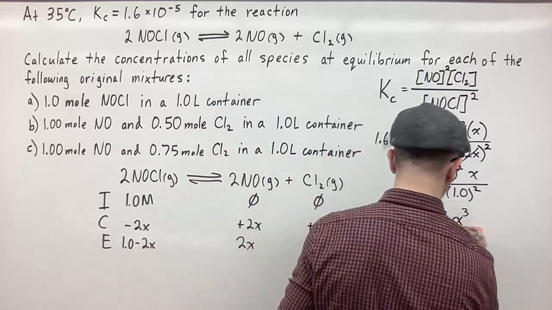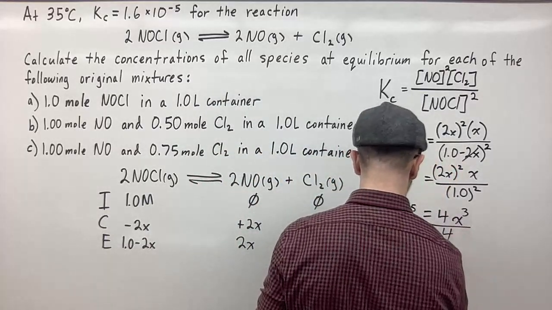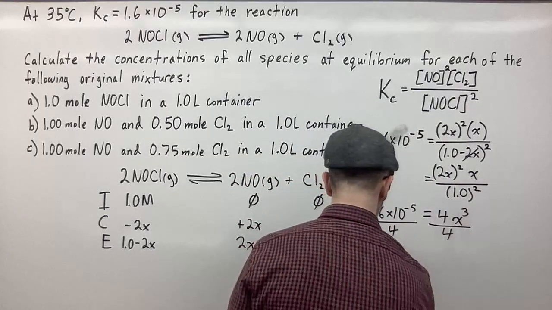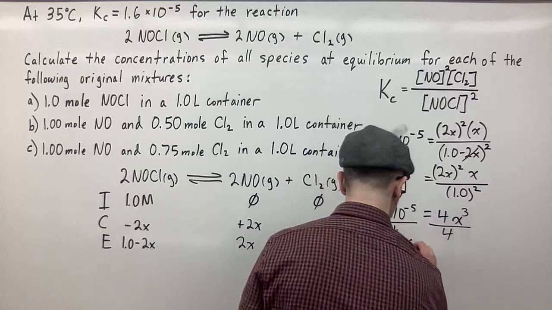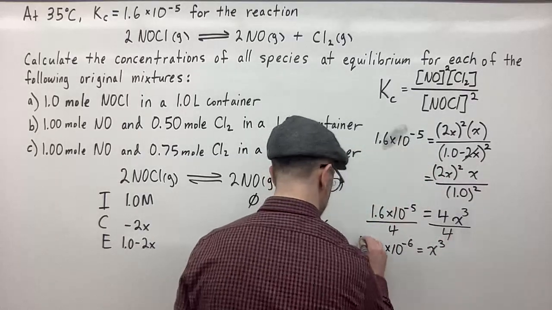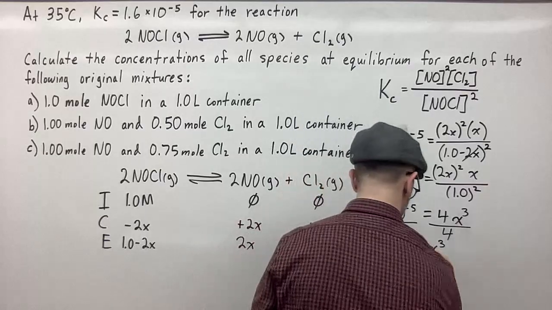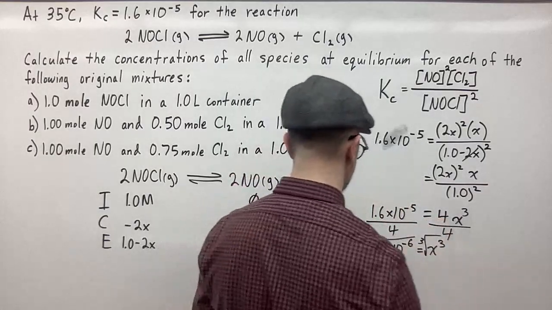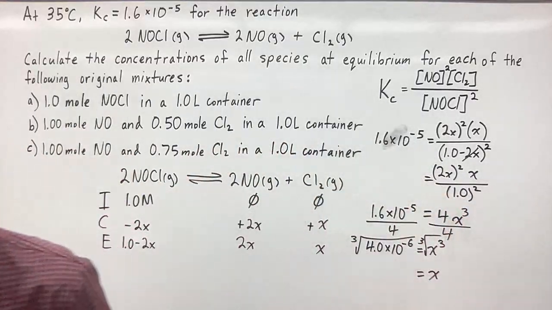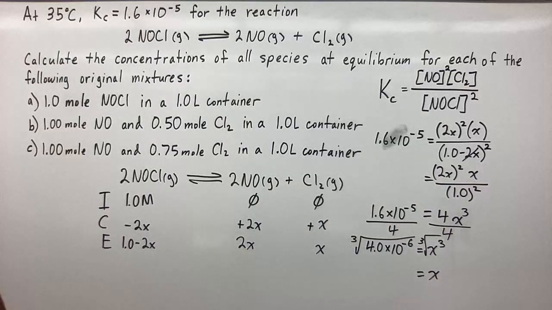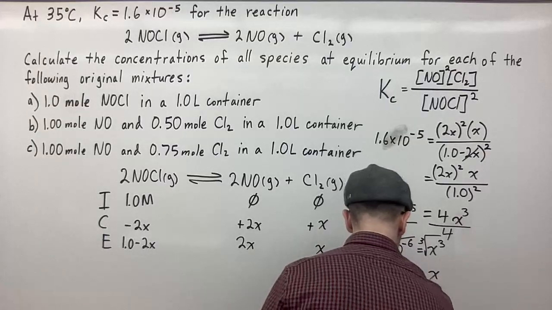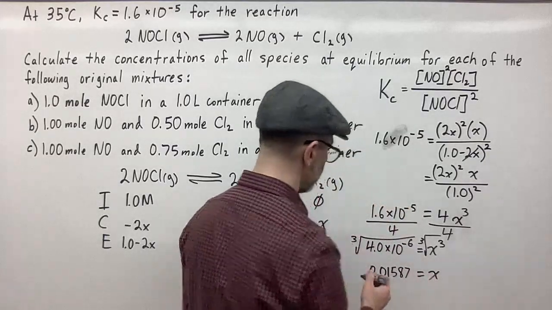Okay, so now that I fixed my mistake, we can solve for x. So we divide both sides by 4. That's going to give us 4.0 times 10 to the negative 6 is equal to x cubed. So then all we need to do is take the cube root of both sides, and then we get x is equal to 0.01587. So there's our x value.